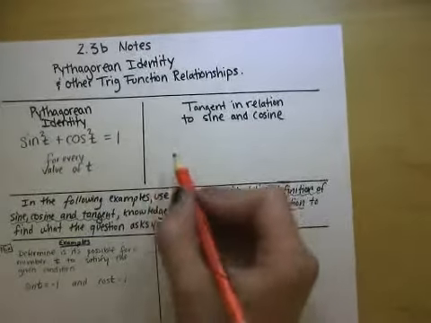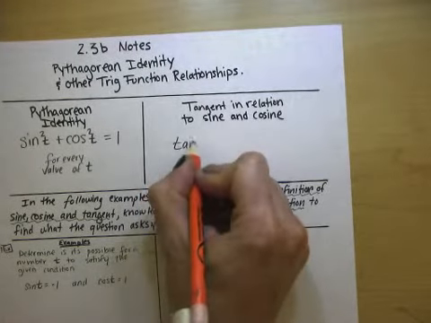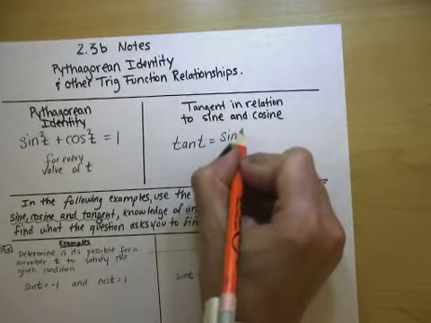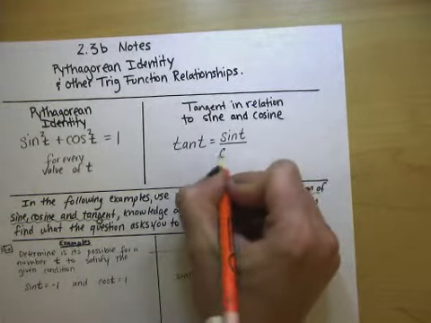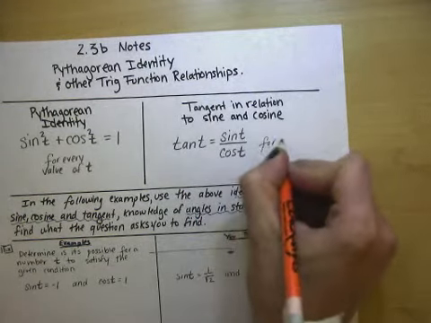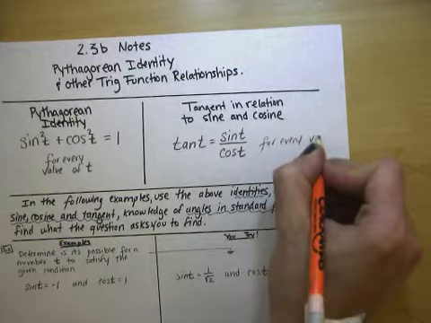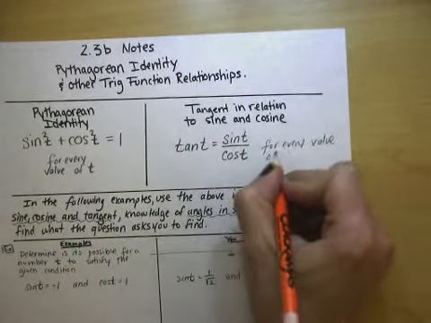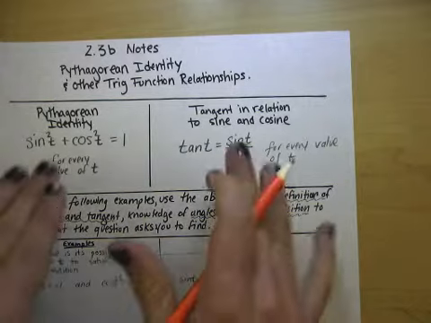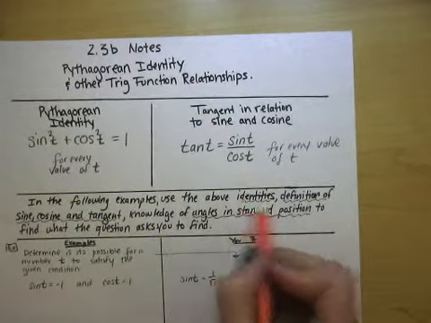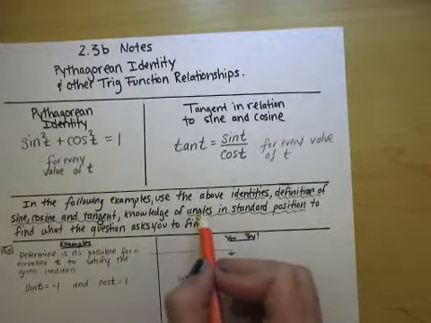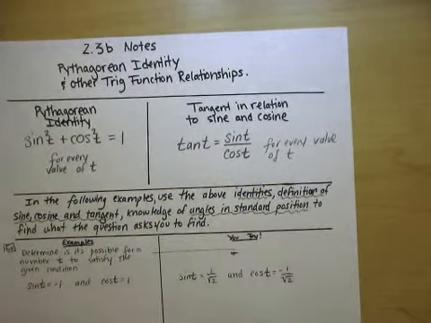The next relationship that we talked about was tangent. Tangent of any angle, so we say tangent of t, is always equal to the sine of that same angle divided by the cosine of that same angle. And again, this works for every value of t. So we're going to use these two identities. We're also going to use our definitions of sine, cosine, tangent, so just SOHCAHTOA, and our knowledge of angles in standard position to complete these notes.